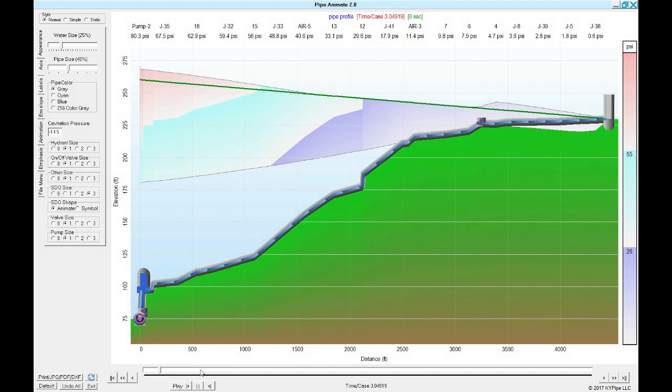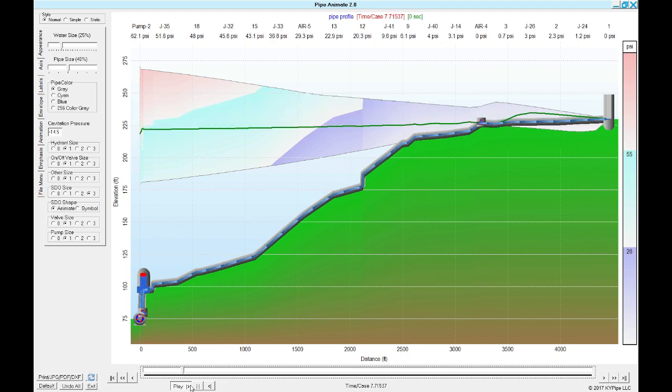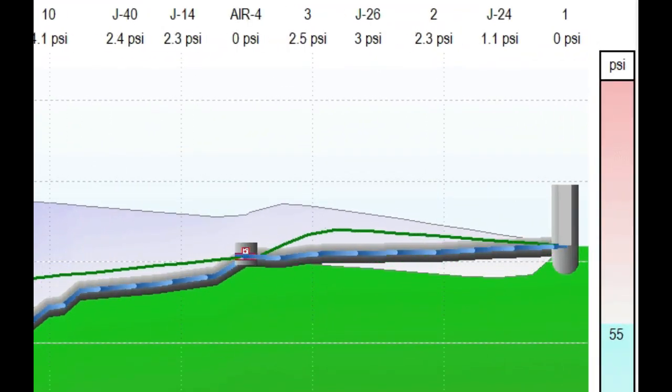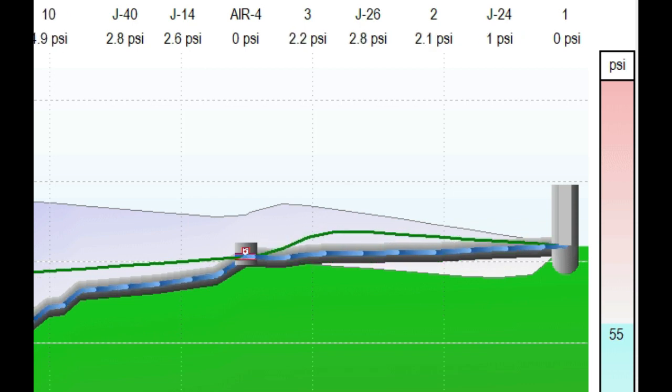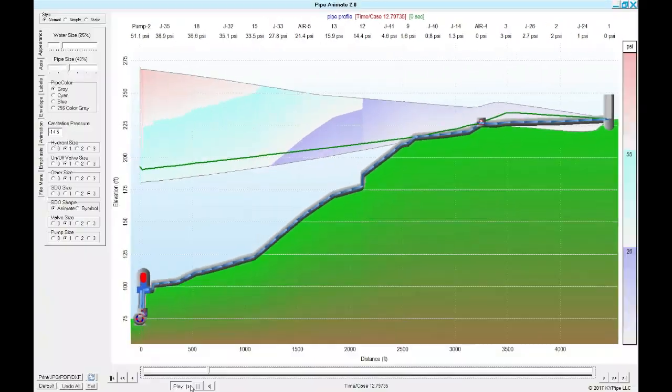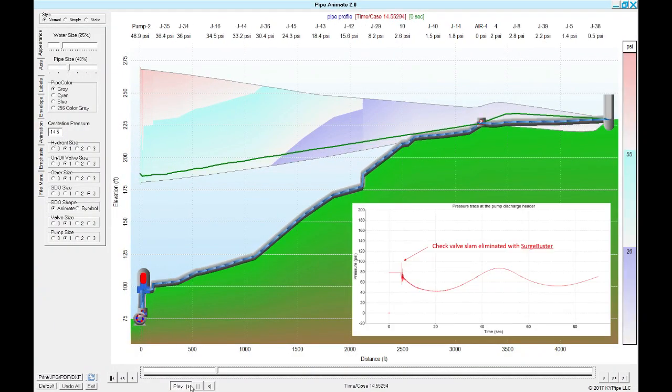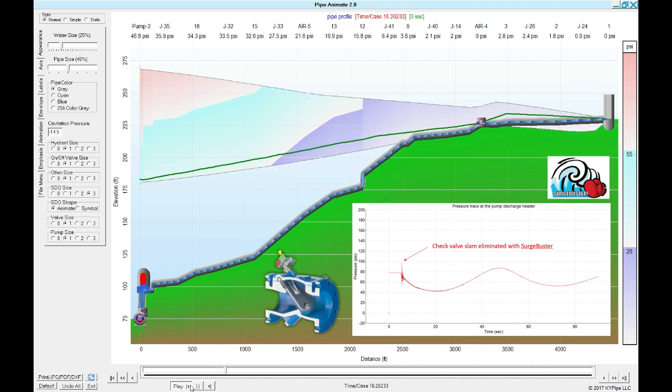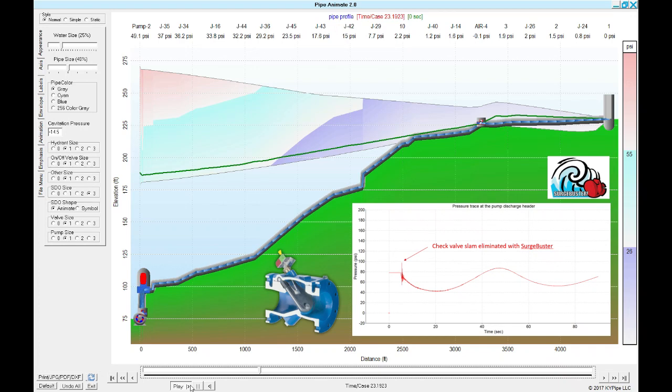Now let's look at this animation with a surge tank installed, along with an air vacuum valve out on the line. As we can see here, the air valve is activated and is functioning as it should. We also selected a different check valve for this application, of which we can see we barely have any slam happening at all during a pump trip.